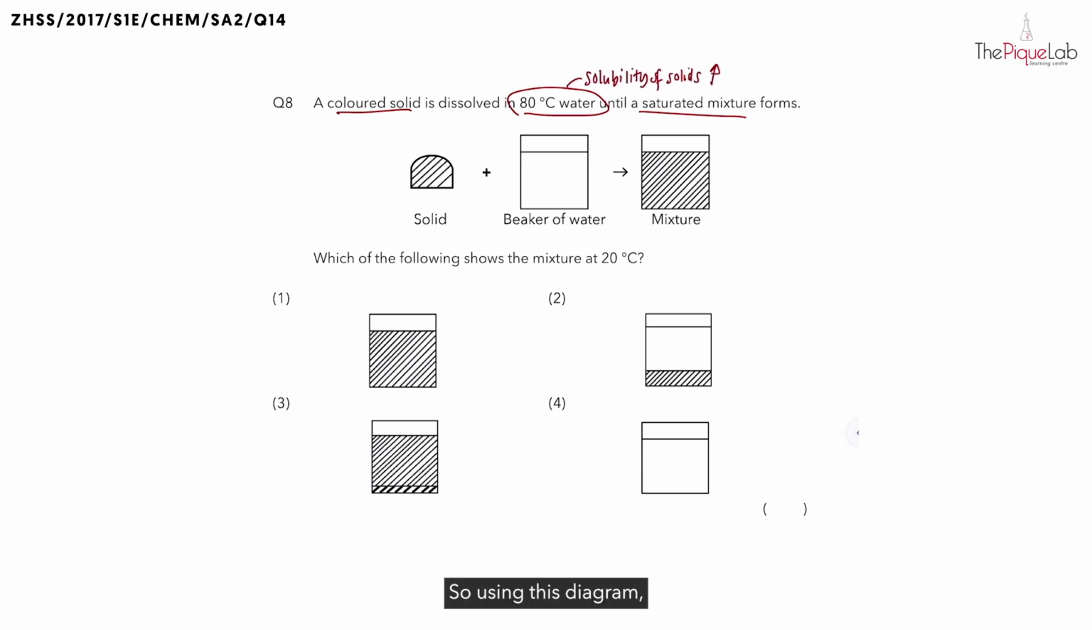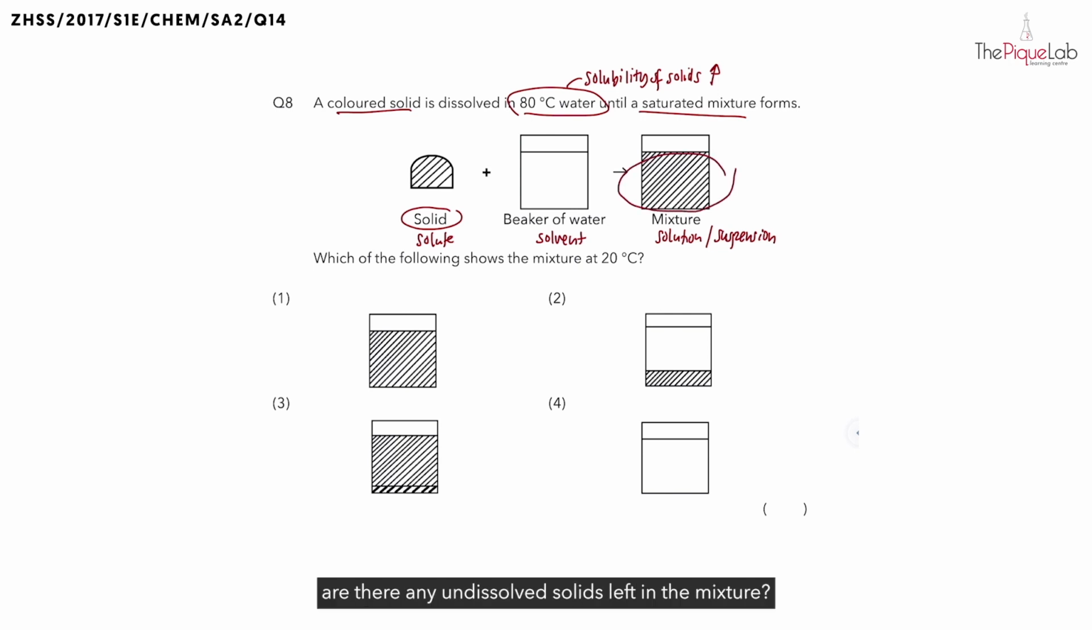So using this diagram, the solid here is also known as solute. What do we call the beaker of water? We call it solvent. And the resultant mixture formed can either be a solution or a suspension. When the solids dissolve into the water, are there any undissolved solids left in the mixture? No, the mixture looks the same throughout, or homogeneous. We call this a solution.